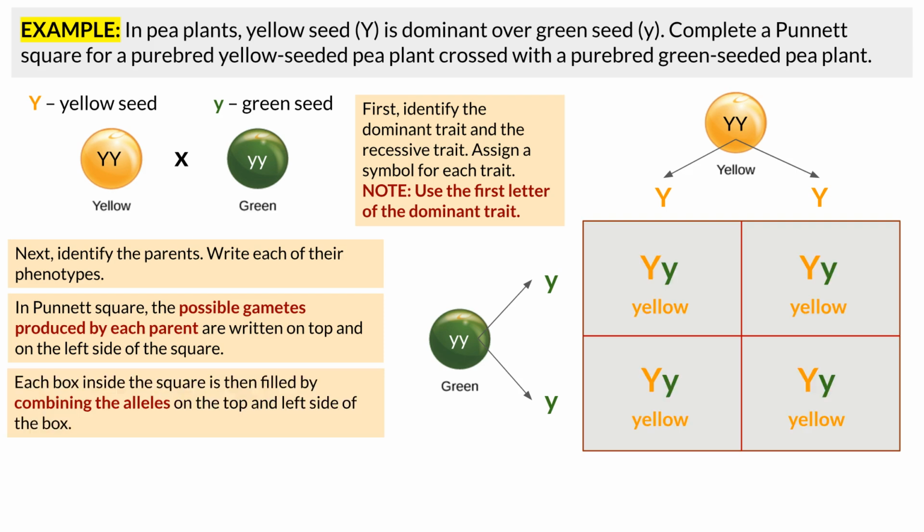Step 4. Fill in the Punnett square. Each box in the Punnett square is filled by combining one allele from each parent. Every box contains one dominant Y allele from the yellow parent and one recessive y allele from the green parent.